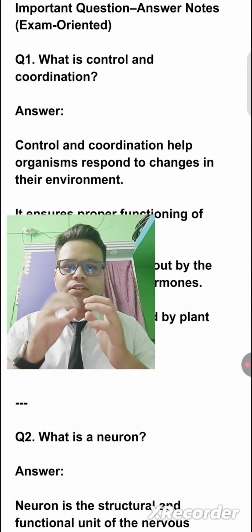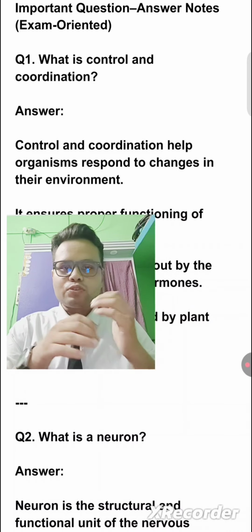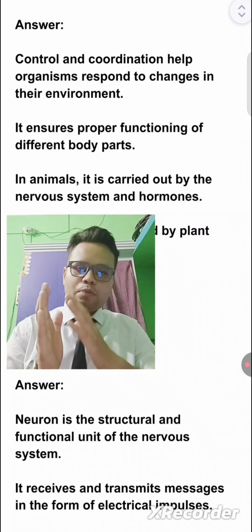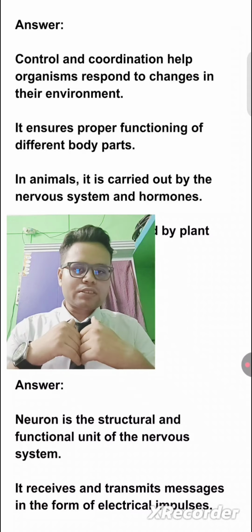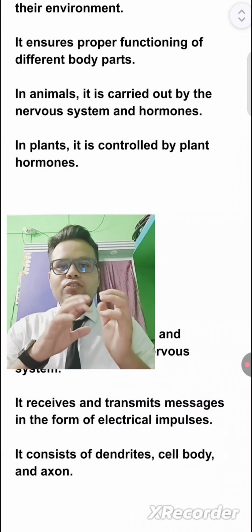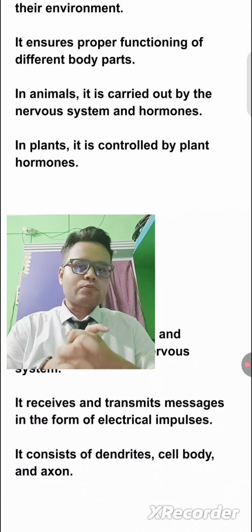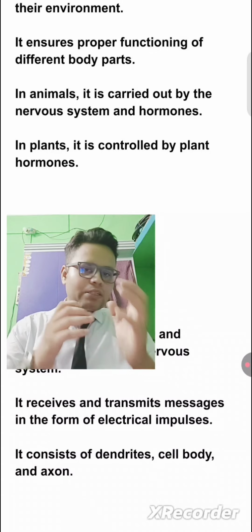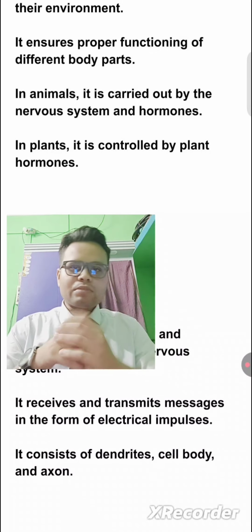Control and coordination help organisms respond to changes in their environment, first of all. Second, it ensures the proper functioning of the different body parts. Third, in animals it is carried out by the nervous system and hormones, and in plants it is controlled by plant hormones. So these all come under it.